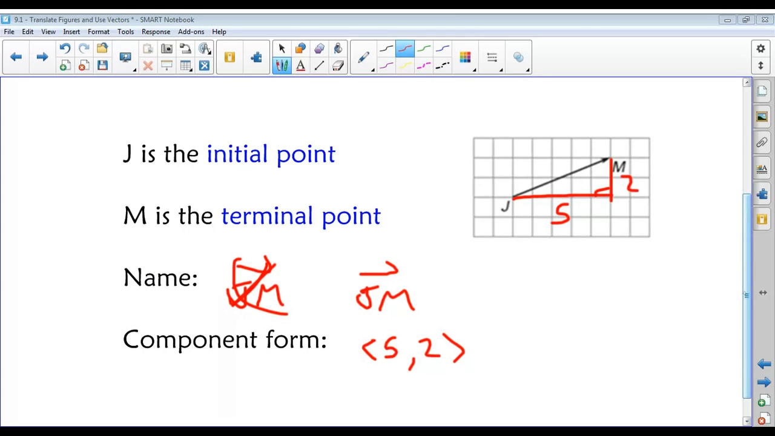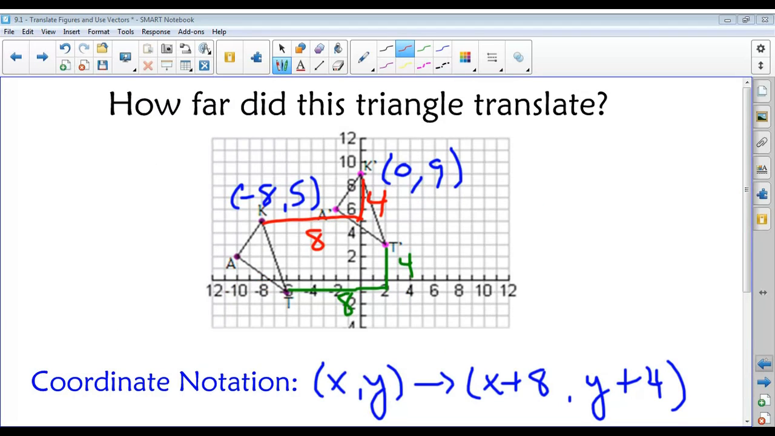And if we take a look back at the other example, you could describe this as a vector too. If I look from T to T prime, there's a vector that takes me from T to T prime, and it has those components of 8 and 4. So the vector 8, 4 describes the transformation that happens here too. You can hopefully see that that and this are very similar. They're just different ways of writing the same thing.